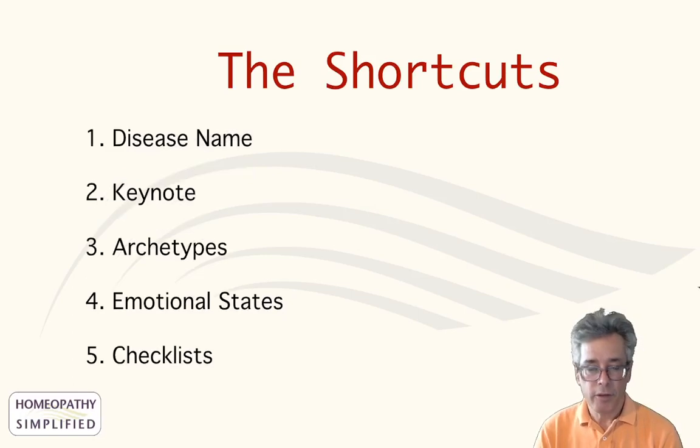And then my favorite of the shortcuts are checklists, and using a checklist to define the case is extremely useful. It's time-saving. You can have a list of reliable symptoms, and if you have a collection of reliable symptoms from a checklist, the likelihood of finding a suitable remedy is expanded enormously. So that is my personal favorite. And this is what we teach in the Homeopathy Simplified course, how to do things that are complex in as simple a manner as possible that is reliable.